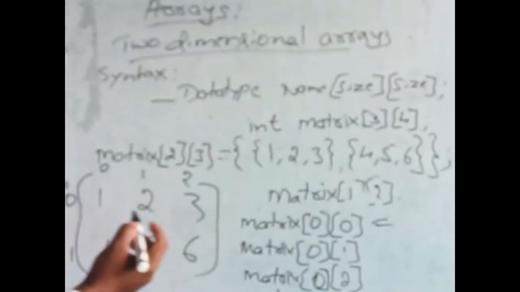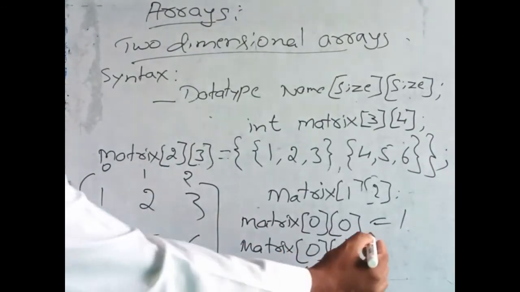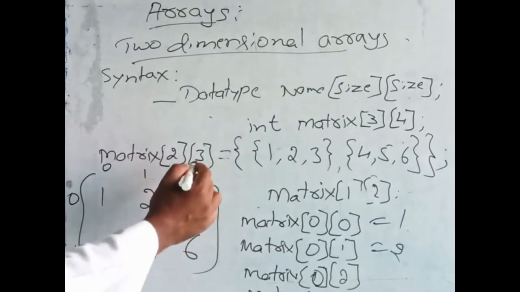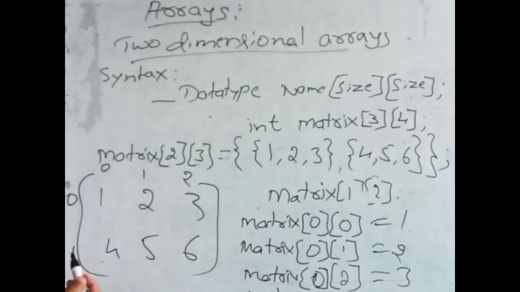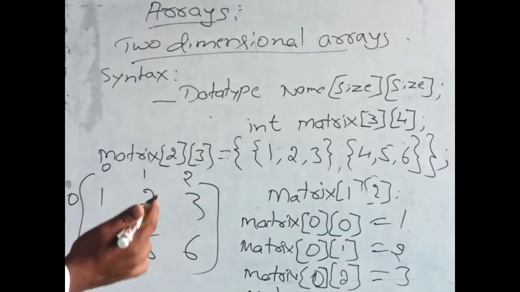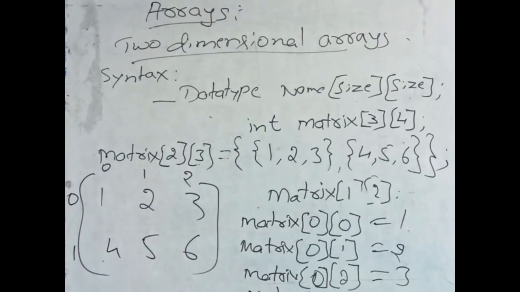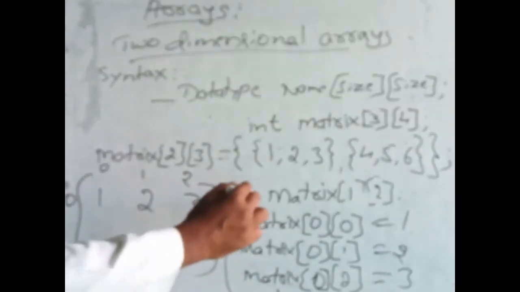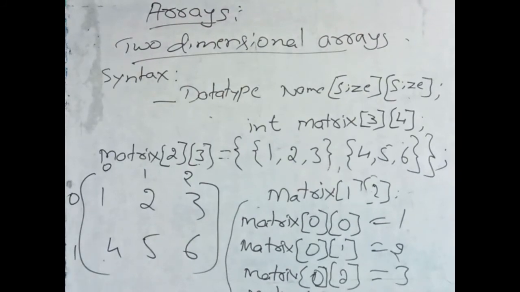Here what is the value? The value is 1. Here matrix 0, 1 is 2. Matrix 0, 2, the value is 3. Like that, matrix 1, 0, the value is 4. Like that we can represent the position of an element in a matrix, in a 2x2 matrix or whichever matrix we are using. By using this, we can display or read the value for a particular position.